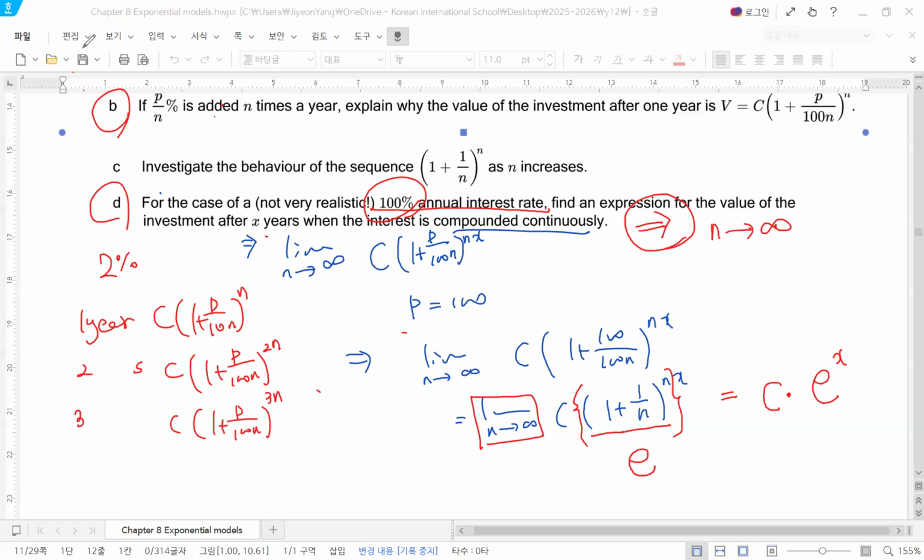Oh, then x is a fixed number, right? We don't know it, but it's a fixed number. So we don't know if x is a negative number, then it's going to be negative infinity.